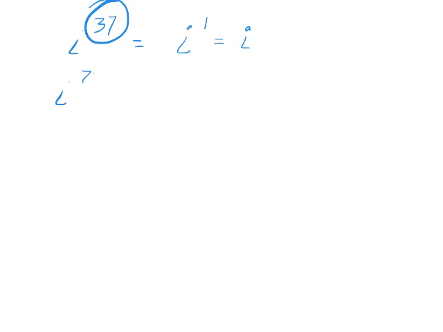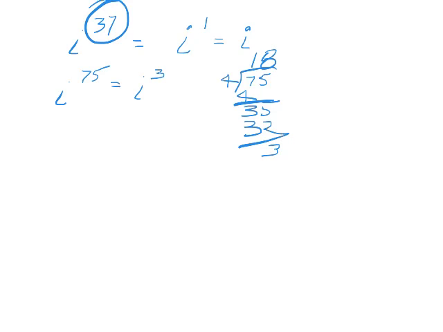i to the 75th power. And this is not the way the book does it, so don't count on the book to be showing you how to do this. So 75 divided by 4. All you're going to do is do your division here. 18, 32, and we have 3 left over. So this is the same as i cubed, which gives me a negative i for my answer.